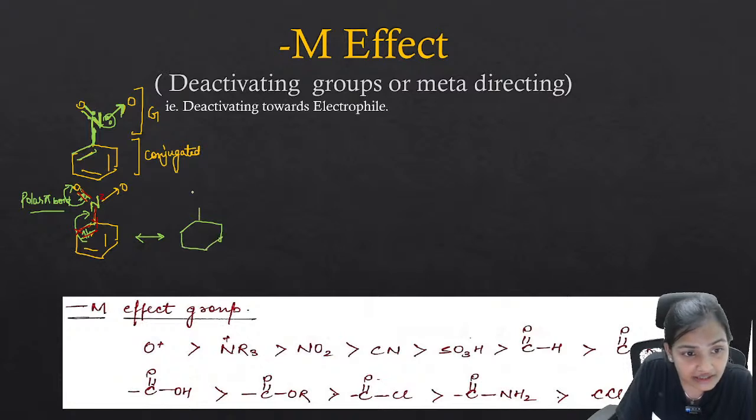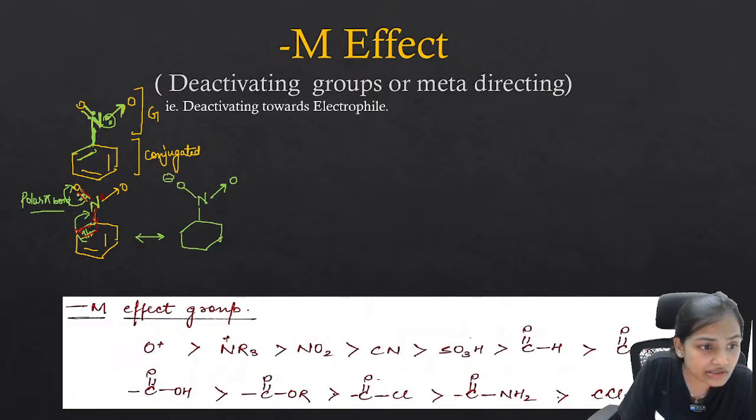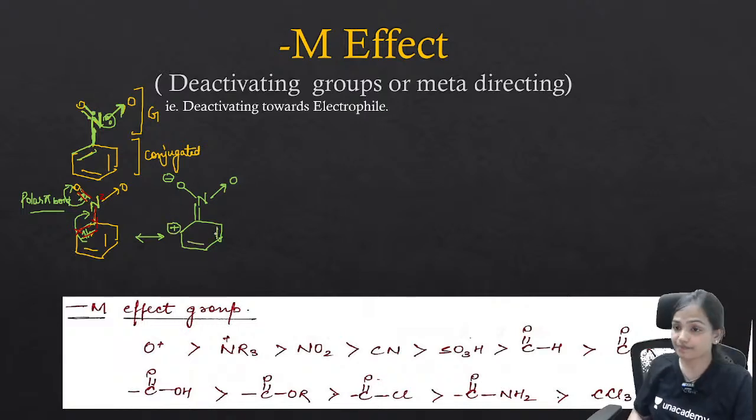Now if I do this kind of resonance, what am I getting? This is N and this is O, and this will become O negative because this O is pulling the shared pair of electrons. So this is becoming O negative, this is a double bond, and here we will be getting a positive charge, and the rest of the bonds will remain the same as they were, okay.